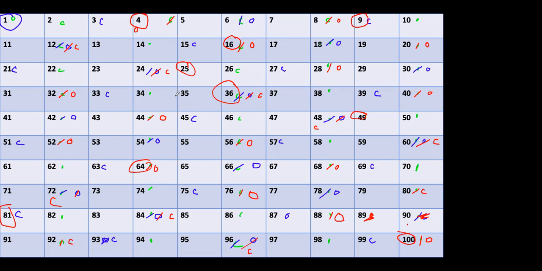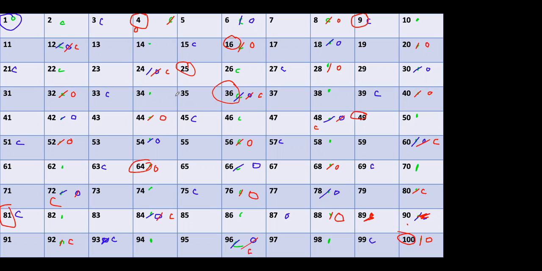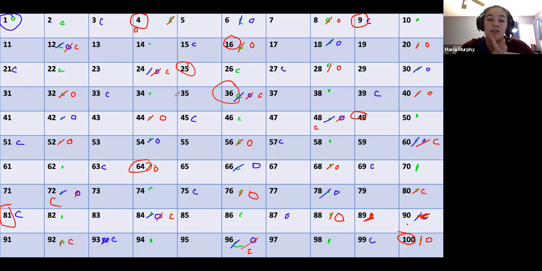And go ahead, Erica. I know you had your hand up. They're all perfect squares. Right. So if we continue from the pattern, which by the way I don't want to do here because it'll take a long time for me to write all those O's and C's and I'll just confuse myself a little bit.